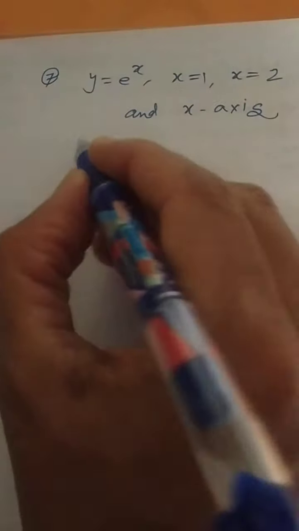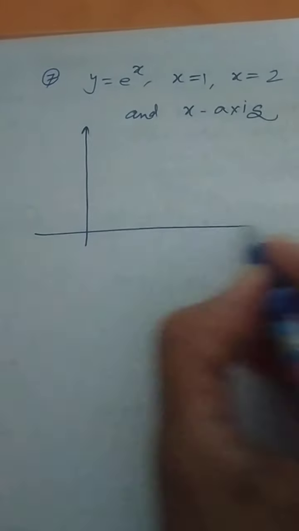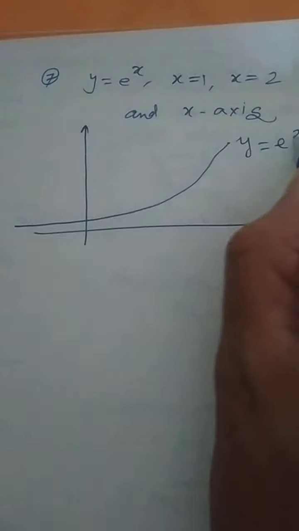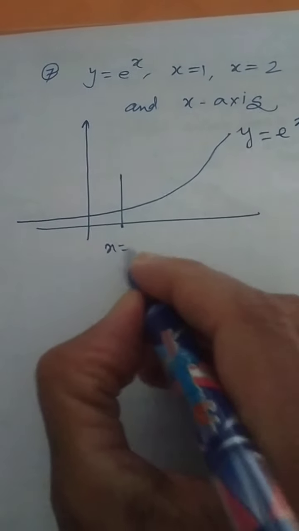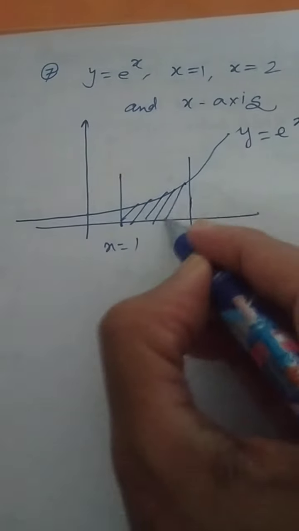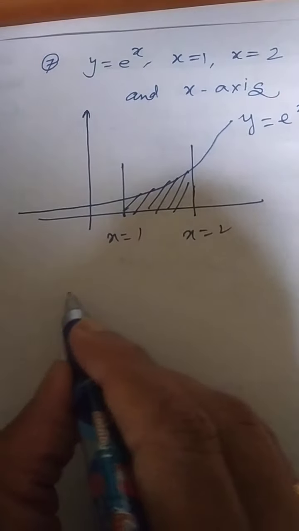y will be equal to e raised to power x. Everyone knows what the graph of y equal to e raised to power x is. It is tangential over here. This is y equal to e raised to power x, x is equal to 1, x is equal to 2, and the x-axis. So this is the area which you cannot calculate by using geometry.